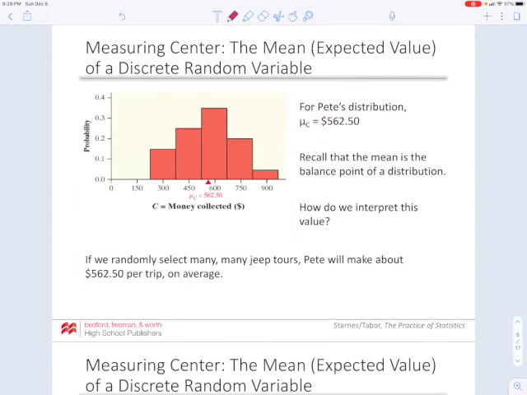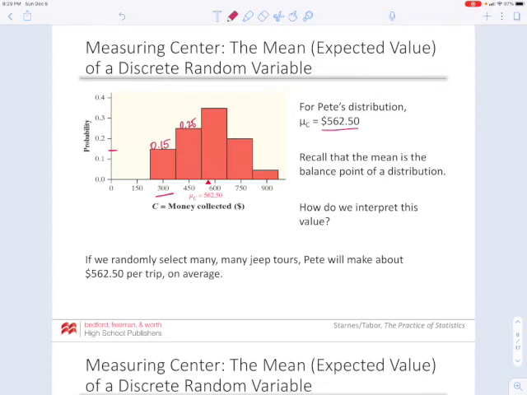So for Pete's Jeep Tours, here is our probability distribution. Remember, the cost of 2 passengers was $300, and the probability of that, I believe, is 0.15. So on and so forth for all of these. And you're essentially finding the area of each of these rectangles when you're doing the value times the probability. But it comes out to be $562.50. So what does that mean? If we randomly select many Jeep tours, Pete will make about $562.50 per trip on average.